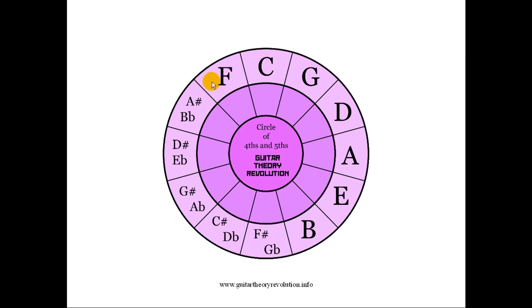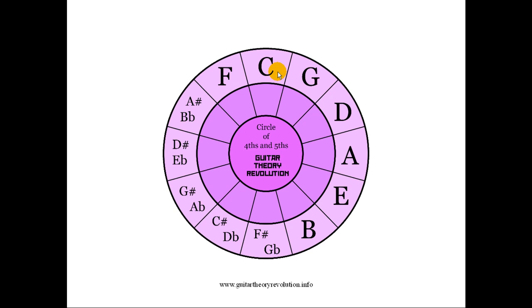In the anti-clockwise direction it moves in perfect fourths. And a perfect fourth on the guitar is a distance of 5 frets. So if you move 5 frets up from the C on your guitar, you reach an F. And if you move 5 frets up from the F, you reach the A sharp or B flat. And if you move on from there 5 frets, you get to the D sharp or E flat, all the way around in the anti-clockwise direction.